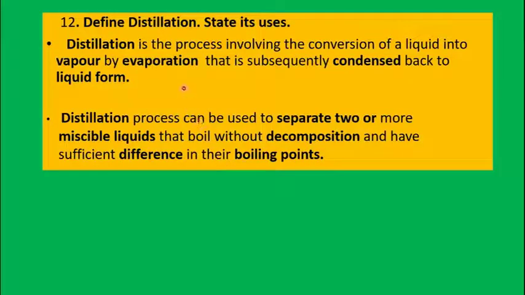So what is distillation? It is a process involving conversion of a liquid into vapor by evaporation, which is subsequently condensed back to liquid form. The distillation process can be used to separate two or more miscible liquids that boil without decomposition and have sufficient difference in their boiling points.